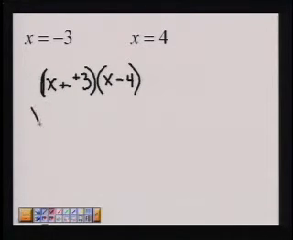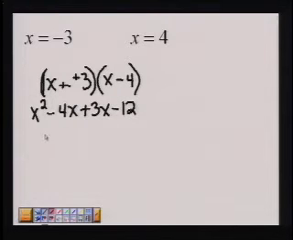X times x is x squared. X times -4 is minus 4x. 3 times x is plus 3x. 3 times -4 is minus 12. Again, we'll add our like terms. So we get x squared minus x, minus 1x, and we don't need the 1, minus 12.